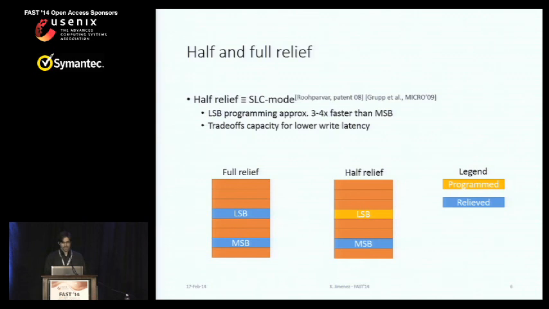By programming exclusively the LSB and bypassing the MSB, we get an intermediate relief type. It's equivalent to what we sometimes call SLC mode, that is, writing a single bit per cell. It provides 3 to 4 times faster writes than programming the MSB, so it trades off capacity for better performance. So we have 2 types of relief: the full relief, which bypasses 2 pages, and the half relief, which bypasses only the MSB.